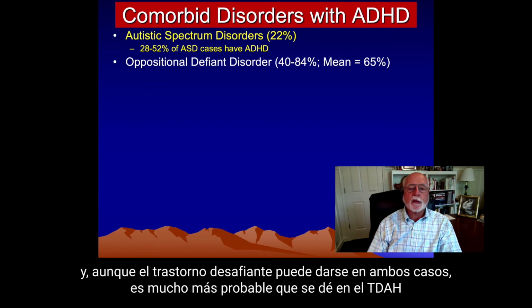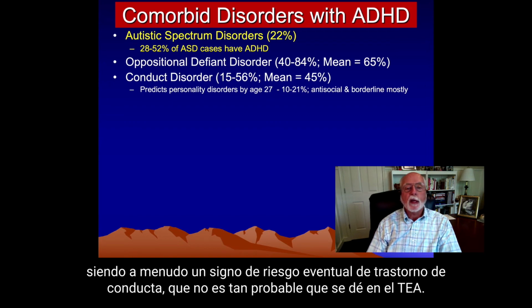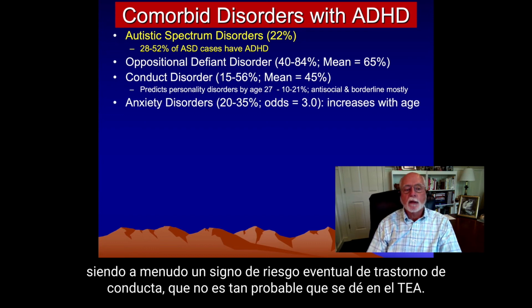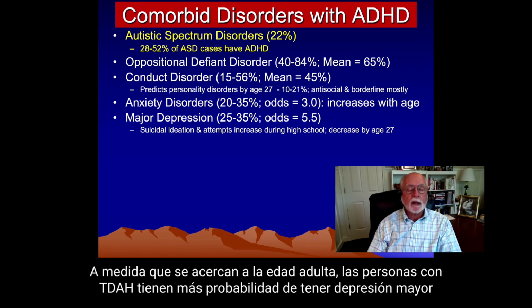And while oppositional disorder can occur in both disorders, it is much more likely to occur in ADHD, occurring in 2/3 or more of ADHD children, and often being a sign of eventual risk for conduct disorder, which is not as likely to be seen in ASD. Anxiety disorders occur in both, but as I've said, much more in ASD. Major depression becomes increasingly likely in people with ADHD upon reaching adulthood.